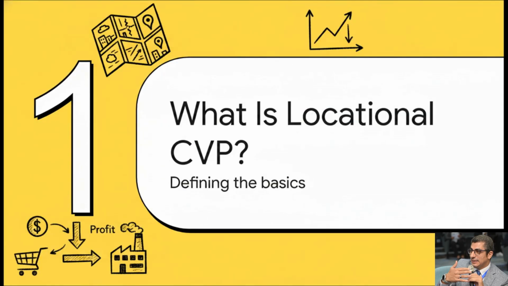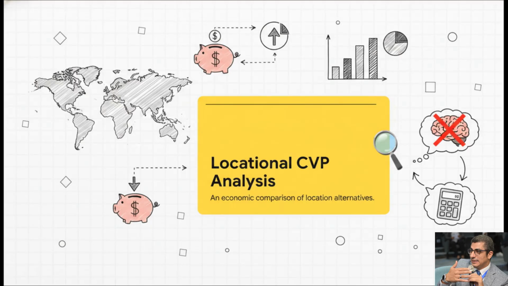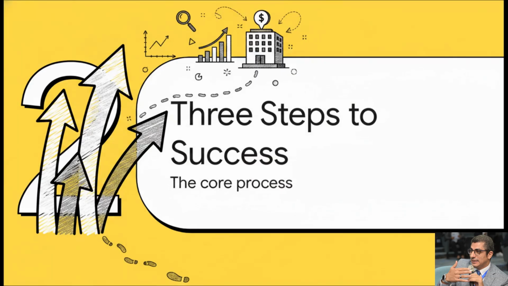What is locational CVP? By definition, locational cost-profit-volume analysis is simply an economic comparison of location alternatives. To put that into everyday terms, businesses use this method to mathematically prove which city, region, or country is going to save them the most money, or make them the highest profit, based on exactly how much they plan to produce. It completely takes the emotion and the guesswork out of the choice and relies strictly on cold, hard financial data. Now that we know what it is, let's look at how we actually pull it off in Section 2.